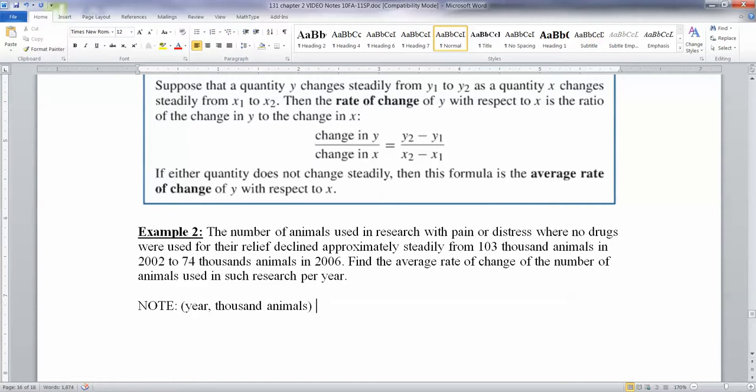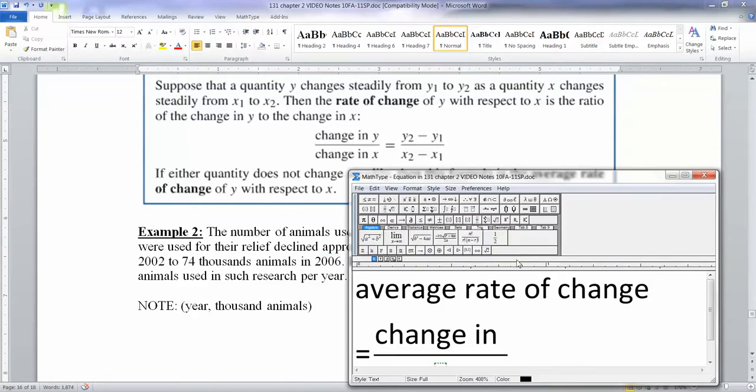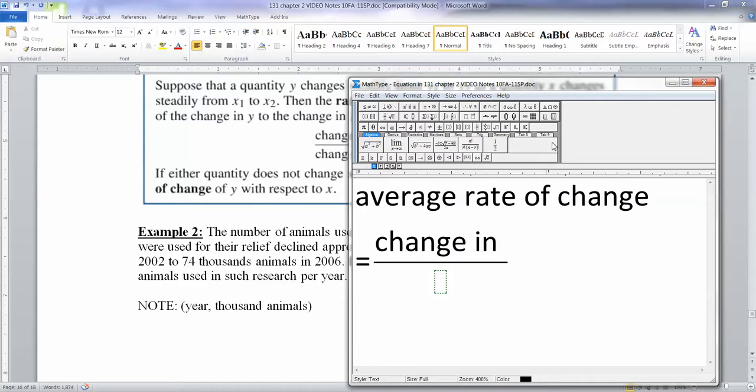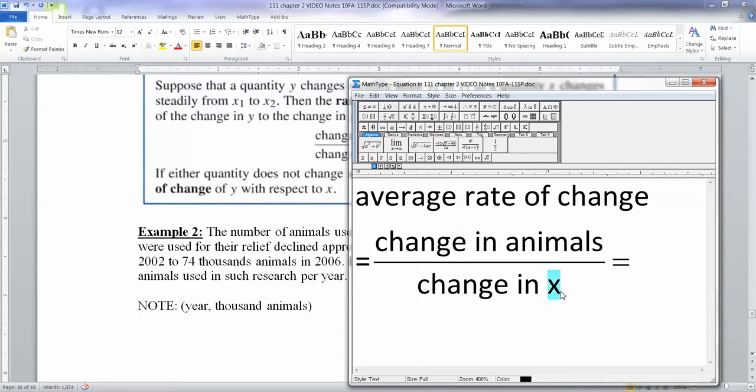Again, X and Y, T and A, whatever letters you want to use, it doesn't matter. But you do have to know which one's your X and which one's your Y. That's important. And in most cases, calendar year, i.e. what year it is, is going to be your independent variable. You don't really have any control over the calendar year. So it's going to be the change in Y over the change in X. Y is 1,000 animals, over the change in year. That's our Y and that's our X.